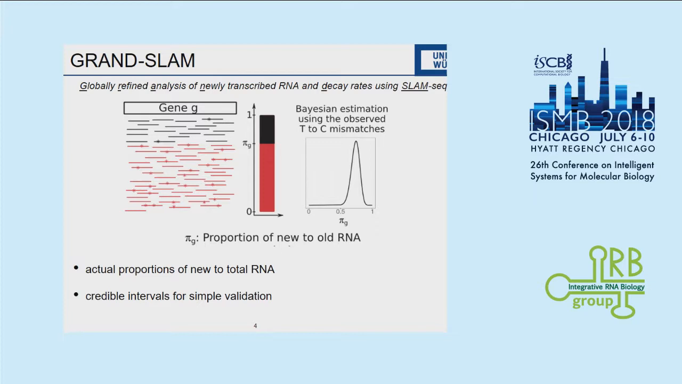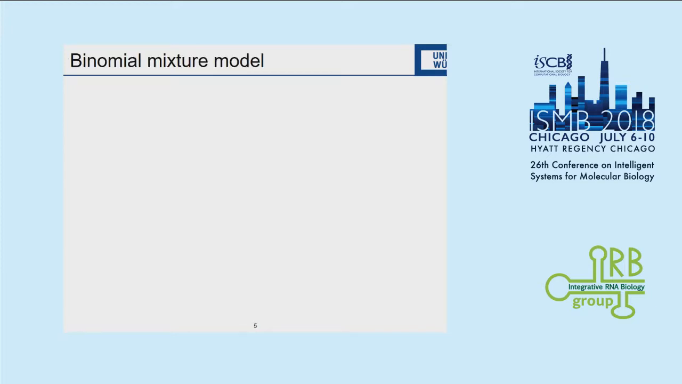And that's the reason why I'm here, because we wanted to overcome these limitations with our tool, Globally refined Analysis of newly transcribed RNA and decay rates using SLAM-seq, where I encourage you to use the short name GRAND-SLAM. GRAND-SLAM employs statistical methods to calculate the ratios from new to total RNAs in a completely quantitative manner, including credible intervals. And today I want to show you how this works and how this performs.